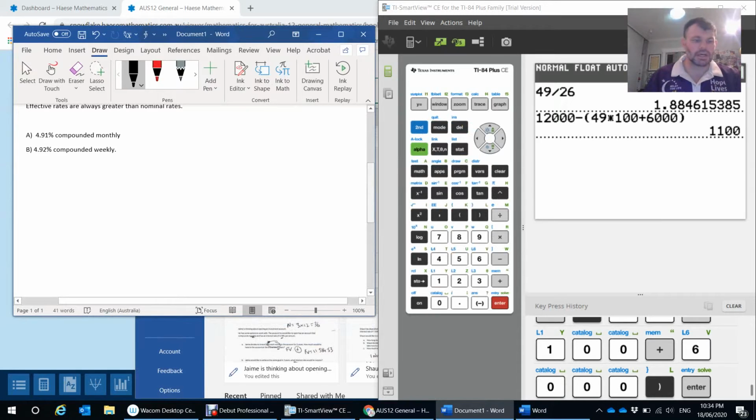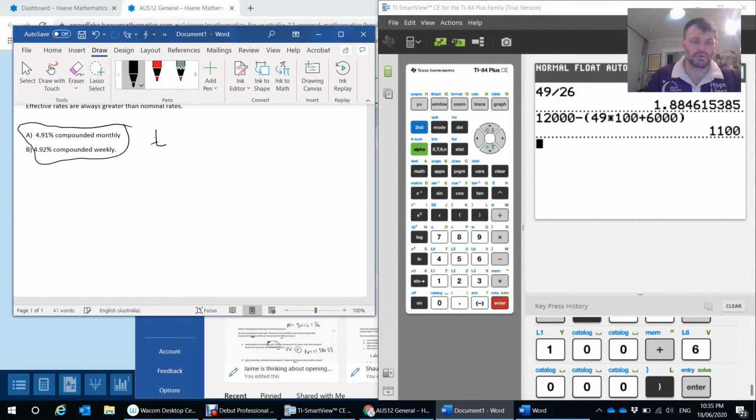What we have right here is an example. We've got two interest rates. One's 4.91% compounded monthly, and the other one's 4.92% compounded weekly. And we want to work out which one's going to give us the best option. So we can use our graphics calculator for this.